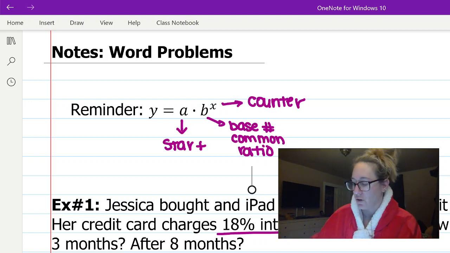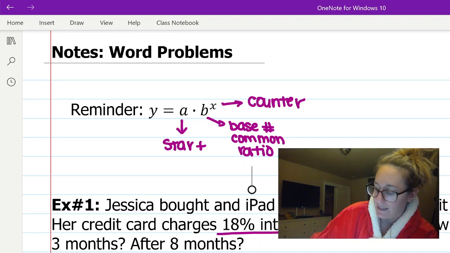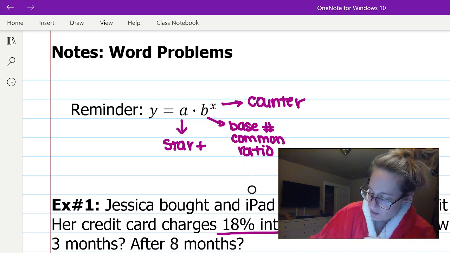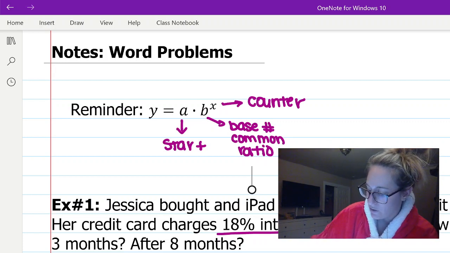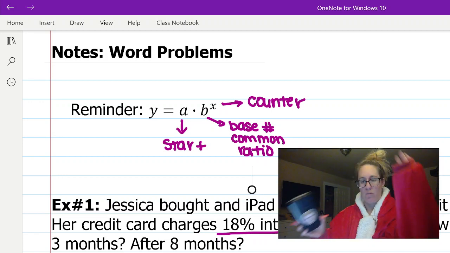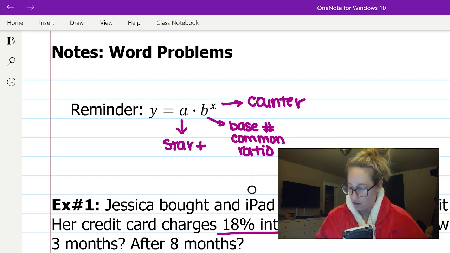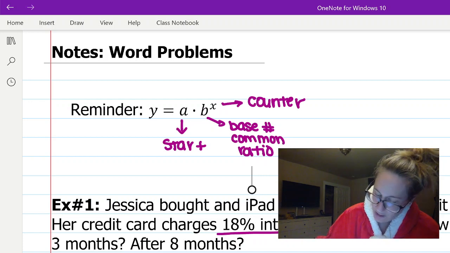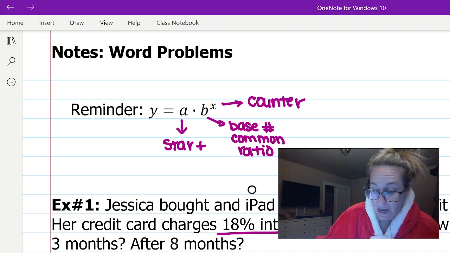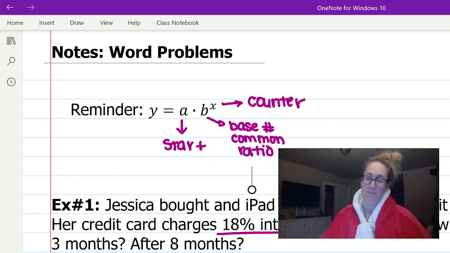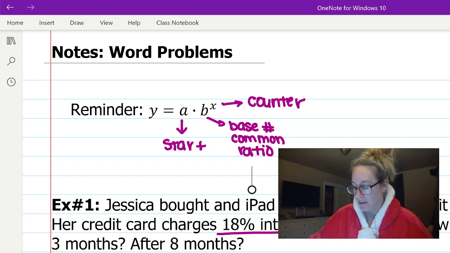How much will Jessica owe after 3 months? We know that x is counting by months, so we're asking for what happens when x is 3. We're just going to plug that value in. y equals 600 times 1.18 to the power of 3. Head to our trusty calculator: 600 times 1.18 to the power of 3. Oh, Jessica. She now owes $985.82. I rounded a bit. It was 8192, so I just rounded to 0.82. That is after 3 months.